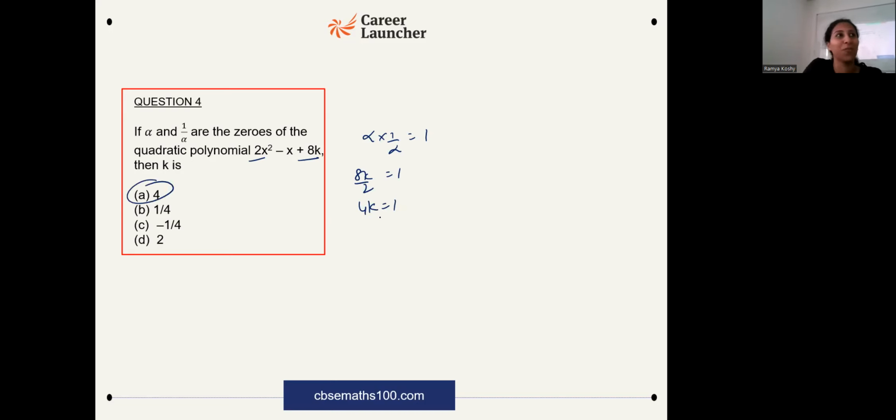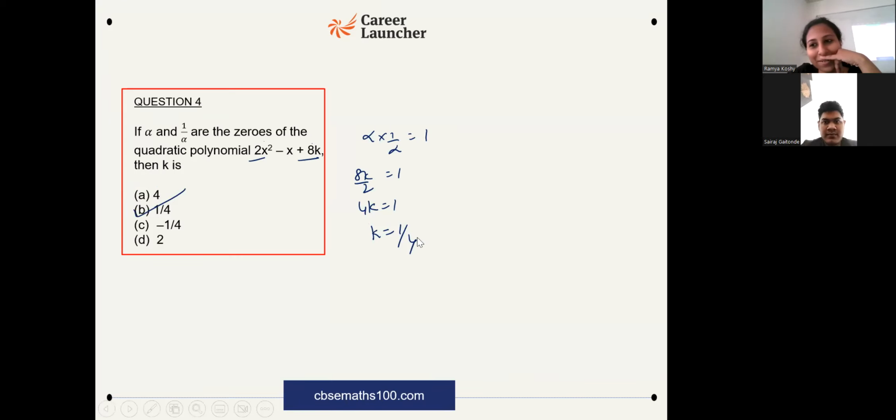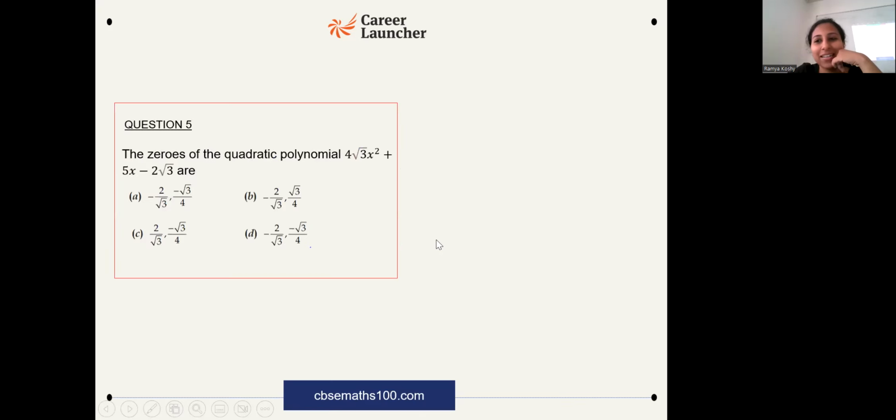Don't mark answer 4 in a hurry, because you're seeing 8 by 2 is equal to 4. That's what many of you are doing. What will happen is k's value will become 1 by 4. So the answer over here should actually be this 1 by 4 option. All right? Next one. If anyone wants me to re-explain, you need to ask. Otherwise, I just want to cover more questions.